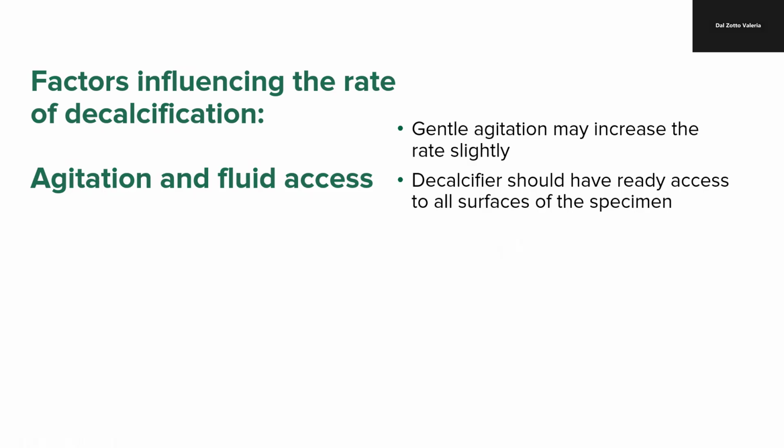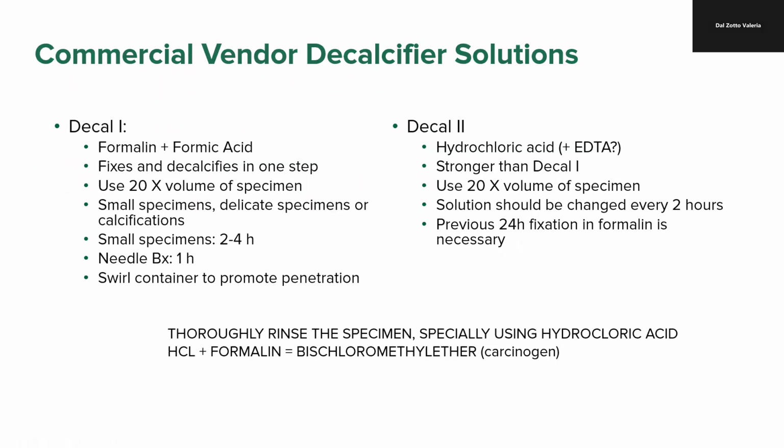Another important factor is the agitation and fluid access. So if you are at the grossing table, you put a piece of bone beside you, properly labeled in a container, and you are taking care of other stuff, just remember to gently agitate the container. That may increase the rate of decalcification, and you ensure that all the surface of the specimen is accessible to the acid, and it can be decalcified faster.